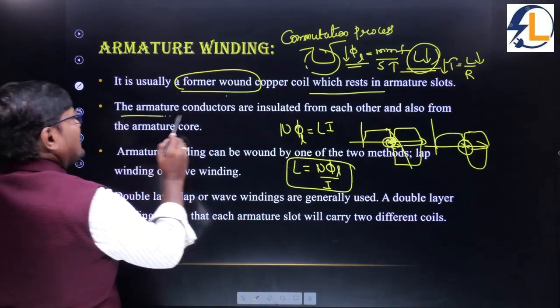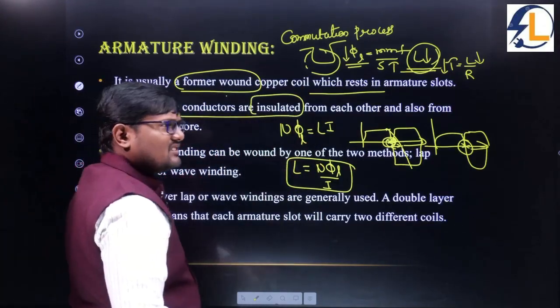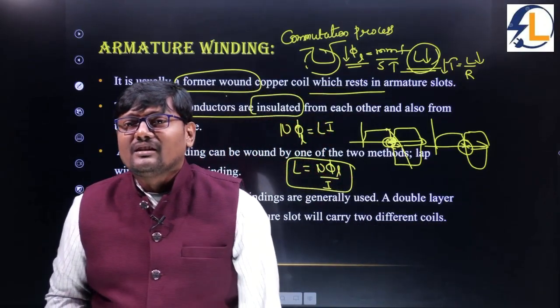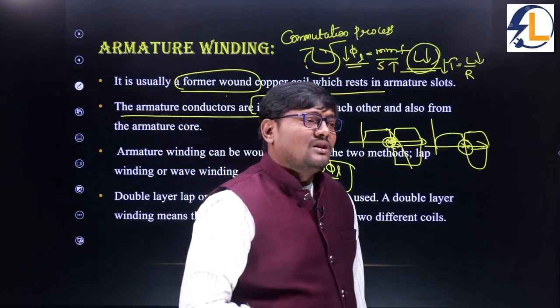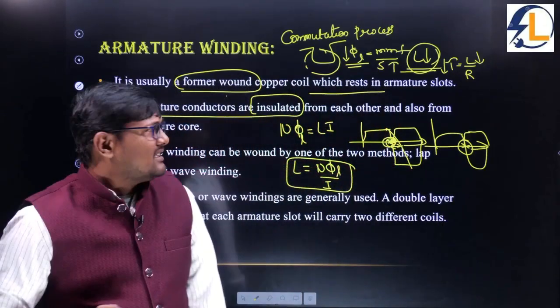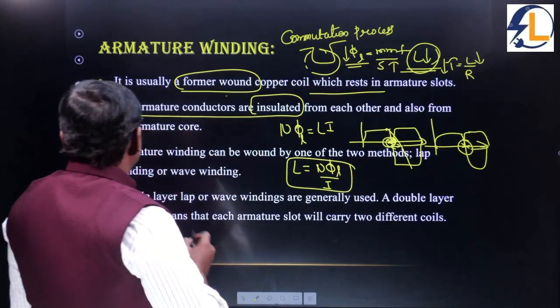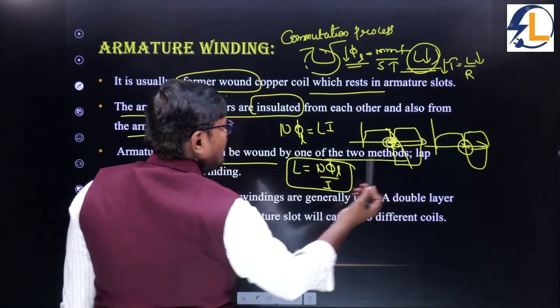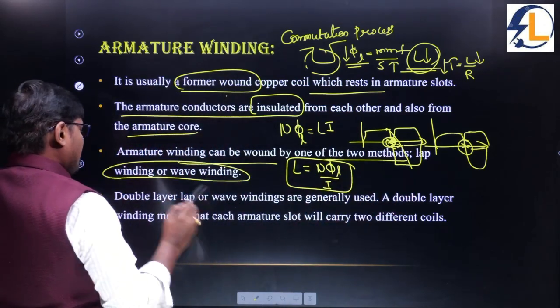So the armature conductors are insulated from each other. Yes, conductors also. Each conductor is insulated to the armature core, and the armature can be wound by one of two methods. One is called lap winding and the other wave winding.